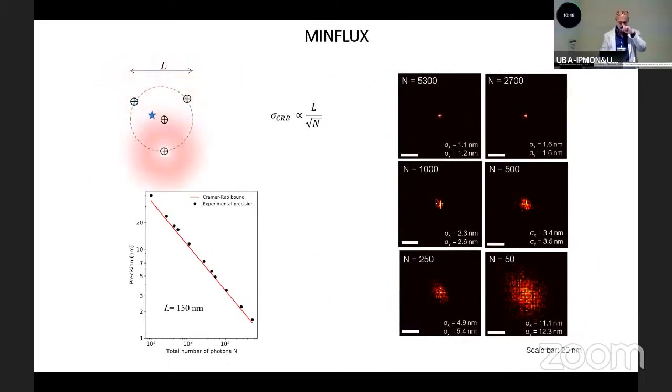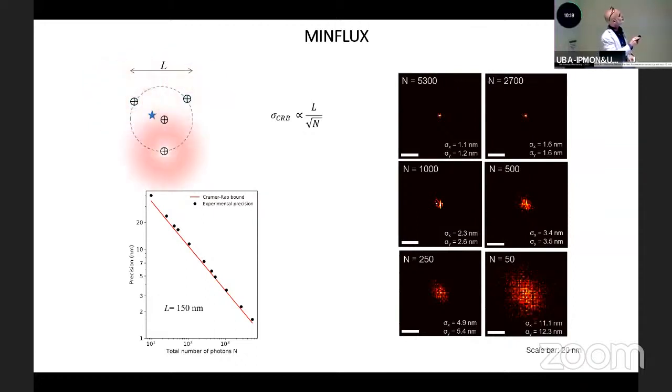A few years back, we tried to improve that, and we came up with this idea of probing the position of a molecule using a zero of light. Since we need to use very few photons, the idea was to use a minimum of intensity to excite it as little as possible. And then we made a kind of triangulation. So we use this donut beam, but to excite the molecule here, not to suppress fluorescence, to excite it.